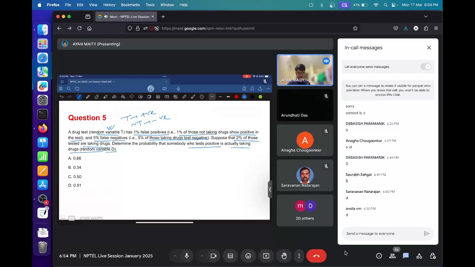So this question would take some time because there are many terms like false positive, false negatives, and given, and there are random variables associated. So I will show you the steps here.